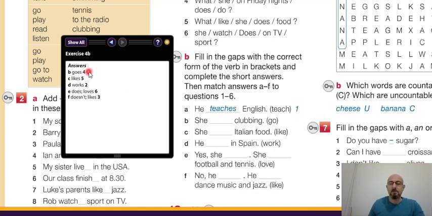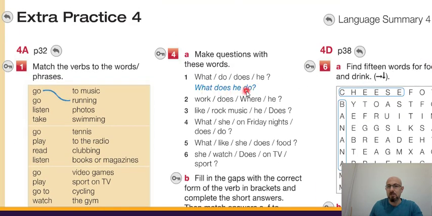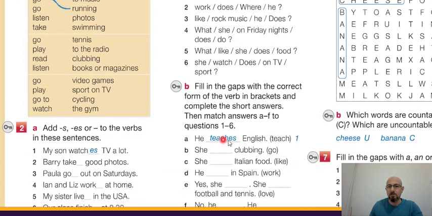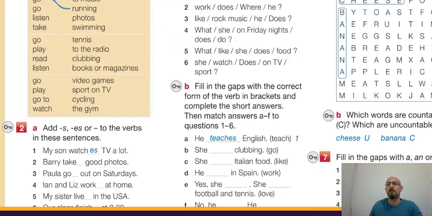And here we match, for example, number A, he teaches English. So this is question number one. What does he do? We go back here, we say he teaches English. Okay. And she goes clubbing. This is question number five, for example. Number four, B, goes, it's four. We say, what does she do on Friday night? She goes clubbing. So these are the answers for these questions. Okay, and it's matched here.